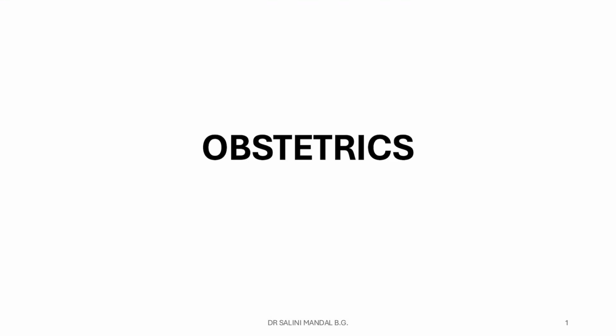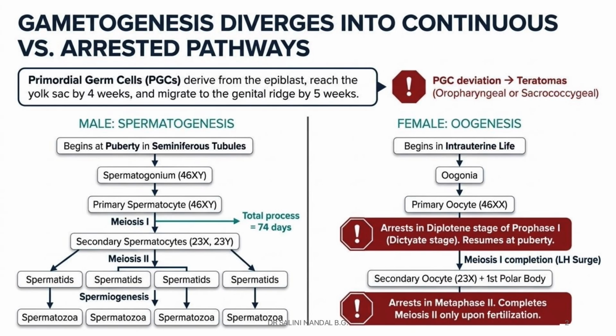Let us quickly deal with obstetrics today. Starting with gametogenesis, there are a few important points you need to remember, mainly about spermatogenesis and oogenesis, and at which stage each gets arrested. Oogenesis starts right from intrauterine life, but spermatogenesis begins at the time of puberty. That is a major difference between the two.